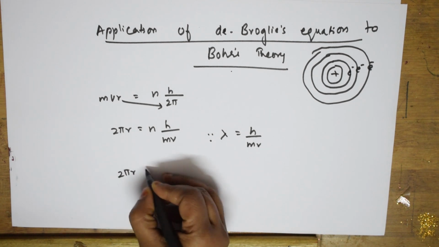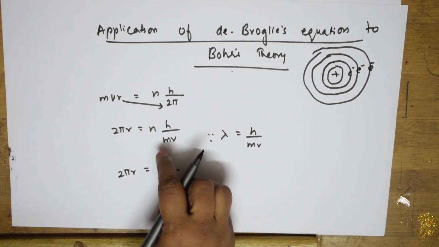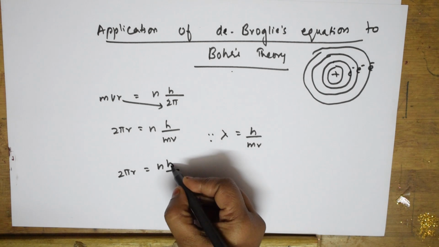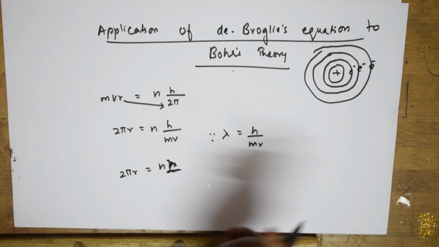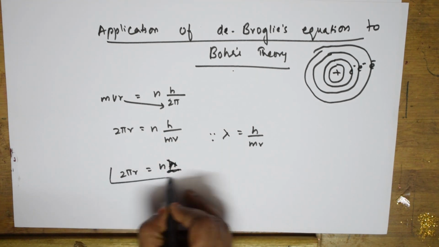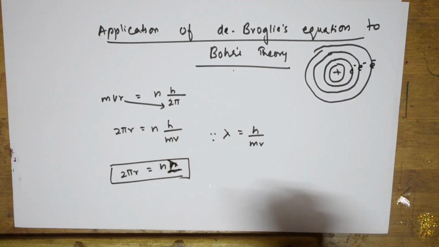2 pi r is equal to nh by mv. H by mv is what? So I should not write this, I should only write lambda, because I've substituted the de Broglie's equation in this one. So this is one important formula.